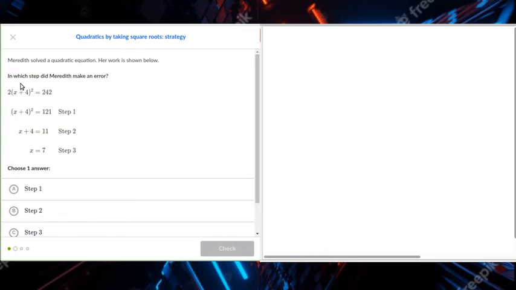Okay. Meredith solved a quadratic equation. Her work is shown below. In which step did Meredith make an error? So I'm going to go and do this one, not just talk through it. Some of you guys may have trouble following it. Just talk through it. Plus 4 squared is equal to 242.